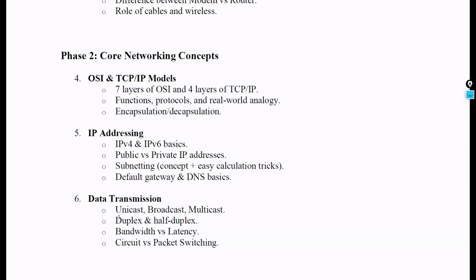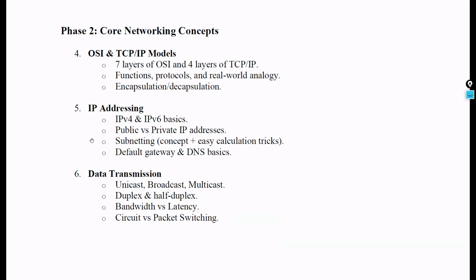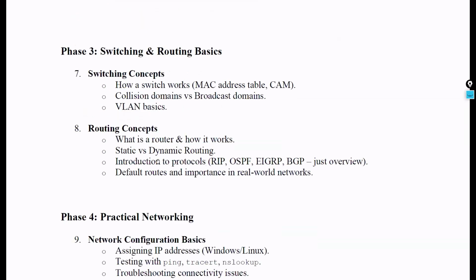Further, we have data transmission. So here we are supposed to build the foundation for you so that you can furthermore start with the cloud. I guess that's what your further step is, right? Yeah. Exactly. So for that, we will understand unicast, broadcast, multicast, duplex, half duplex, simplex. What's the difference between bandwidth and latency, circuit and packet switching? That will be our phase two, right?